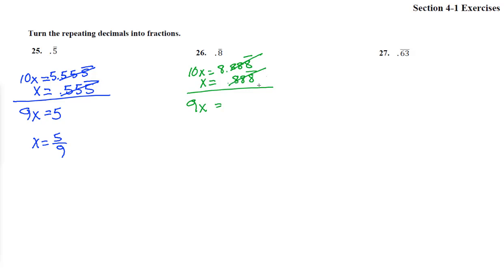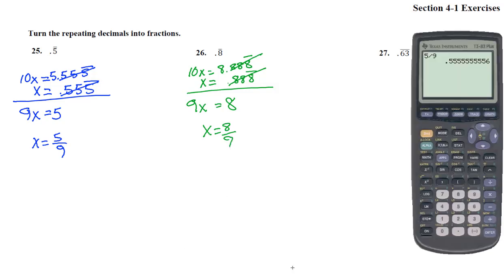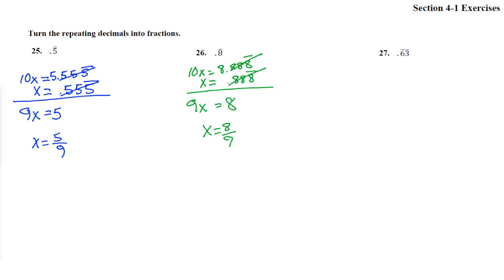8.888 minus 0.8888 is 8. X equals 8/9. And if we use our calculator again, we can check that. 8/9 would be 0.8888888 forever, and the calculator, since it keeps going on with 8s, will round up. Excellent. Okay, number 27. Let's try this one.